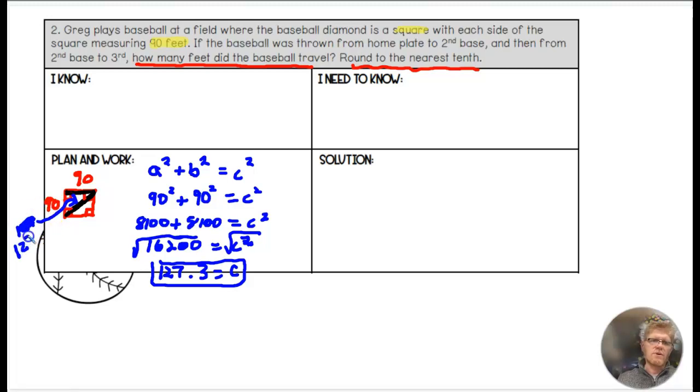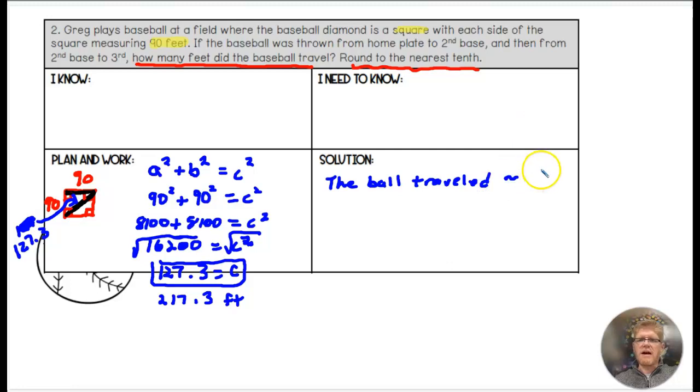So 127.3 plus 90. I'll add that to 90, and that's going to round to 217.3. So my final answer is 217.3 feet. So I'll write my solution. How many feet did it travel? And I'm going to put the approximately sign. Approximately 217.3. That's it. So you can fill in the I know and I need to know. I do all of that with my pictures, and you're welcome to do the same.